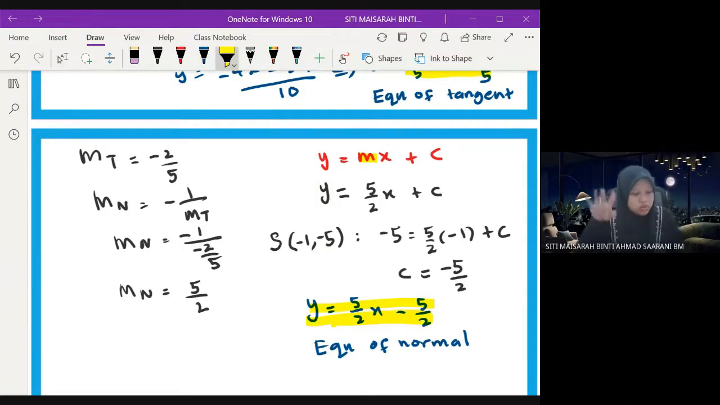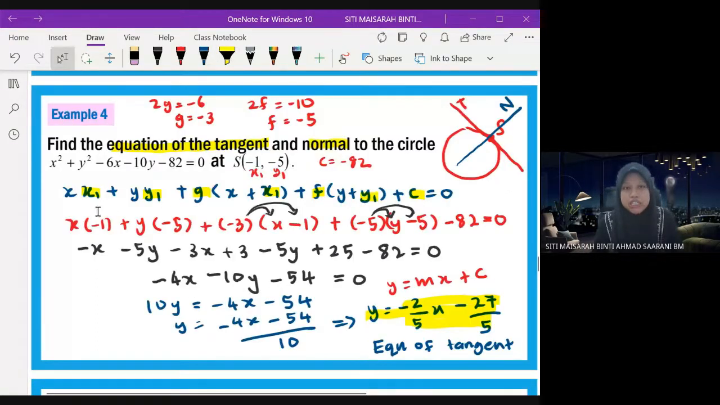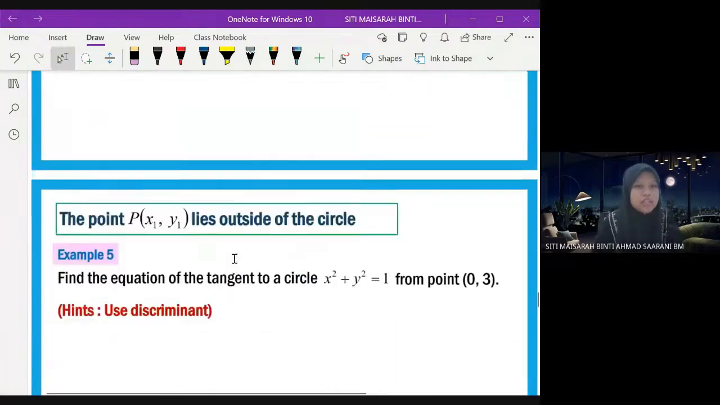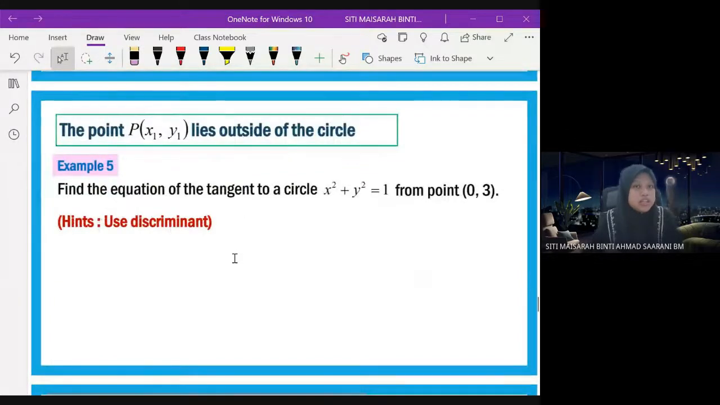Okay. So dia punya nak cari equation of normal tu macam yang biasa kita buat sebelum ni lah. Cuma nak cari equation of tangent, kita pakai formula ni. Formula x1 x plus y1 y plus g(x plus x1) plus f(y plus y1) plus c is equal to 0. Exam biasa bagi yang ni, cuma dia tak bagi apa benda x1 tu, apa benda y1 tu, apa dia g. Yang tu awak kena tahu sendirilah. Formula tu dia bagi.